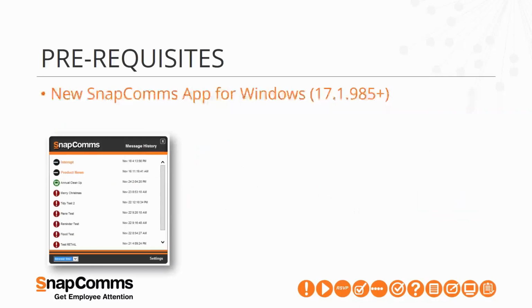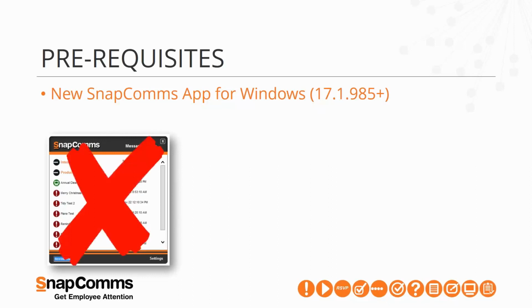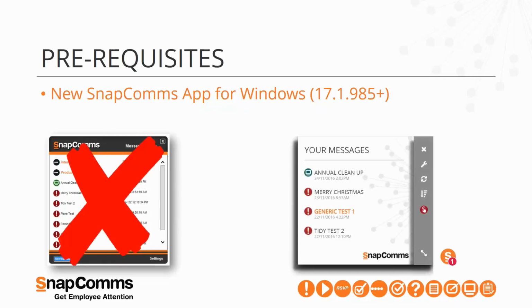How do you know if you've got the new app or not? Well, the new app has a very distinguishable new look. The old message list, shown on the left here, has been replaced by the new look on the right, which takes a badge count, which includes a badge count on the icon in the task tray, which lets your staff know how many unread messages they have.